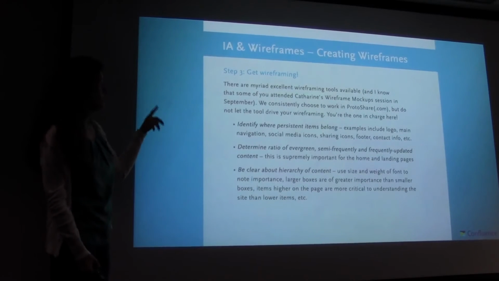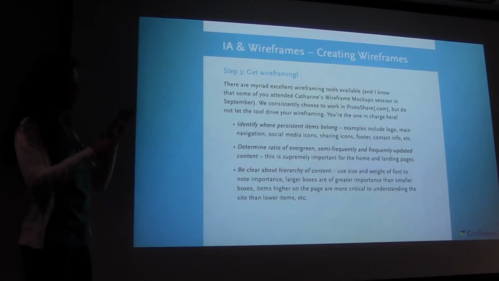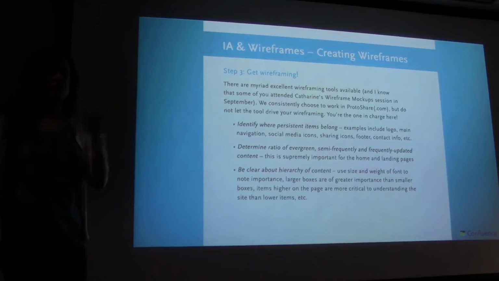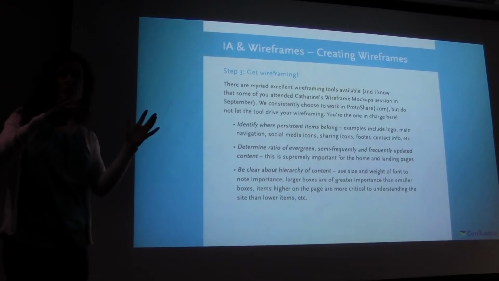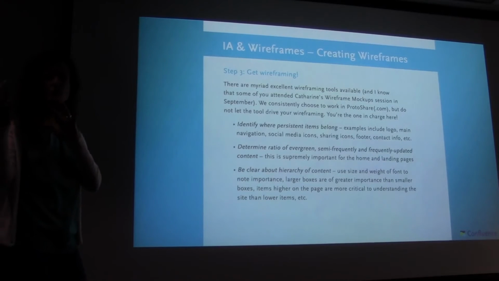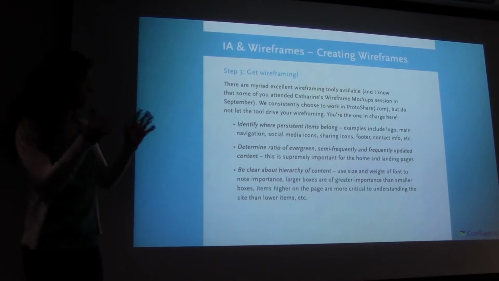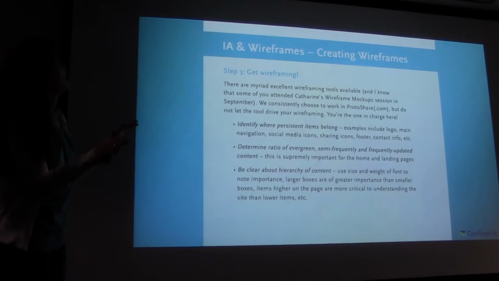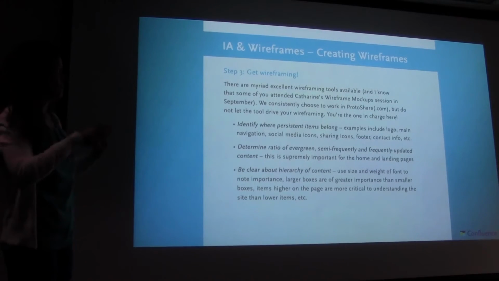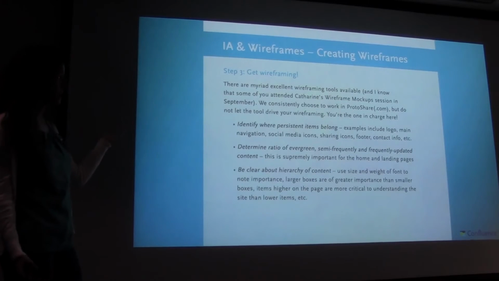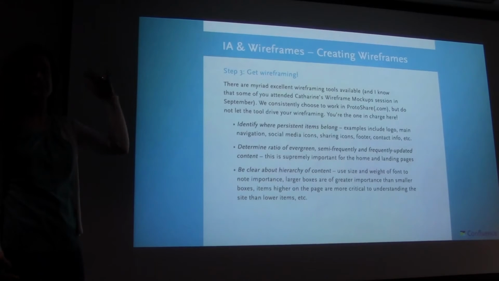So identify where persistent items belong. This is important because everyone's been to a site where things kind of move as you go from page to page. Navigation that you learned on the home page isn't the same on the inner pages, or in one area your sub-nav is on the left and in the other area it's on the right. Things move around, so that's bad. Let there be persistent items, masthead, footer. Examples include logo, main navigation, your social media icons, your sharing icons, your footer, your contact info. Pick a place and leave it there.